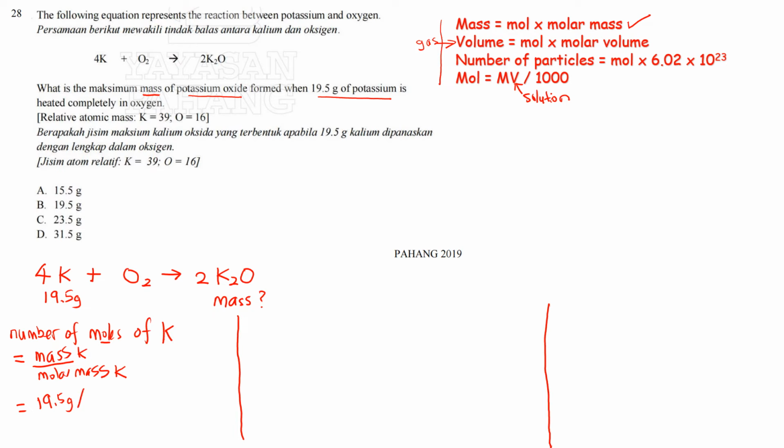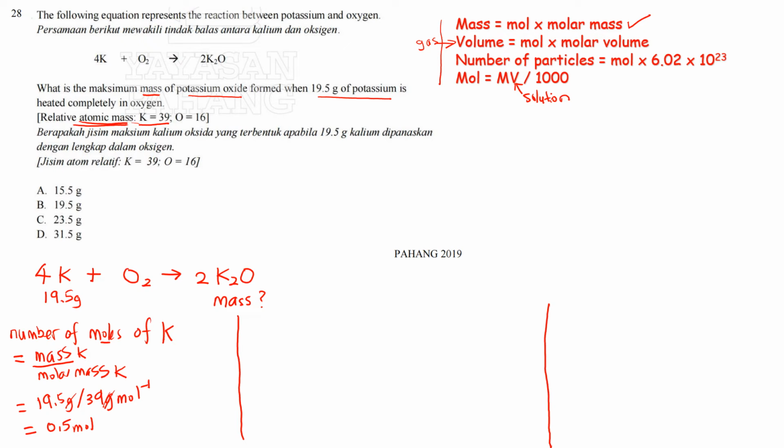The molar mass for potassium is given in the question. Molar mass is the atomic mass. Atomic mass also means the molar mass. So potassium is 39, so 39 gram per mole. This is the molar mass. Now 19.5 divided by 39, you will get 0.5 mole. Gram and gram you can cancel, so you get 0.5 mole. This is the first step.